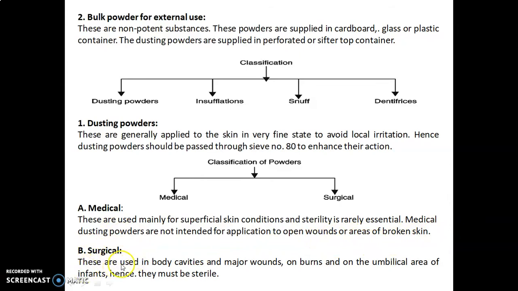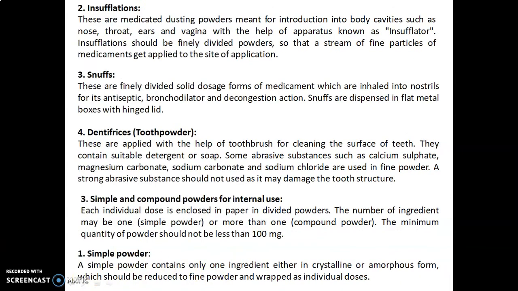Surgical ones are used in the body cavities, on major wounds, on burns and on the umbilical area of infants, hence they must be sterile. Insufflations are medicated dusting powders meant for introduction into body cavities such as nose, throat, ears and vagina with the help of an apparatus known as an insufflator.